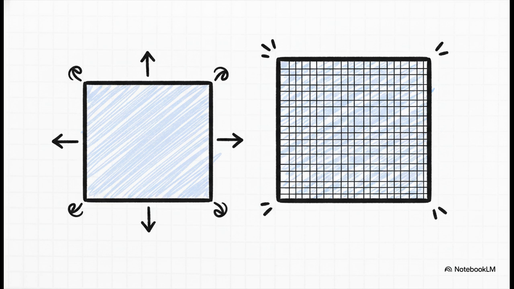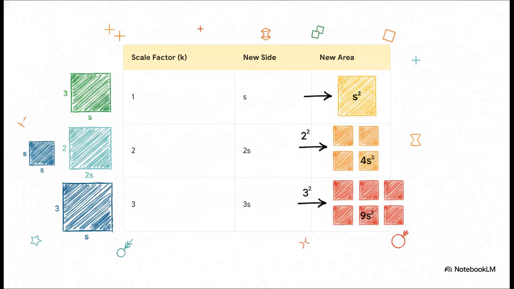Area requires multiplying 2 dimensions together, right? Length times width. If you multiply the length by k, and you multiply the width by k, you're multiplying the total area by k times k, and k times k is k squared. When you break down the math, the compounding becomes incredibly clear. If we take a square and double its sides, so k equals 2, the new area isn't just double, it becomes 4 times larger, because 2 squared is 4. And look what happens if you have a scale factor of 3. The area blows up to 9 times the size. Because you are scaling in both directions simultaneously, the growth compounds exponentially.